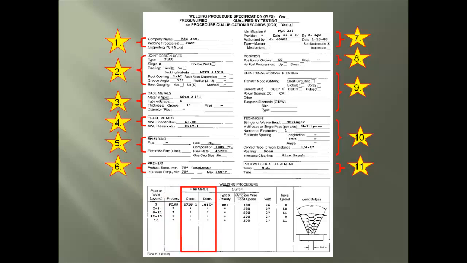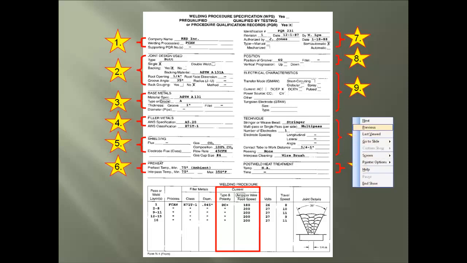Third column from the left covers filler metal, where the class should match the line item for filler metal above, plus it gives the electrode diameter. Here we see the current parameters, and again DC positive should match the line item in electrical characteristics, which has DCEP called out, or direct current electropositive. Plus we see the amps being established.